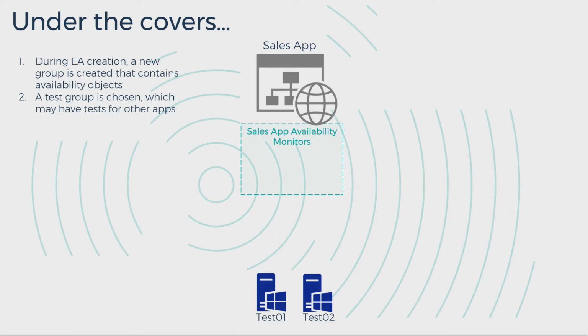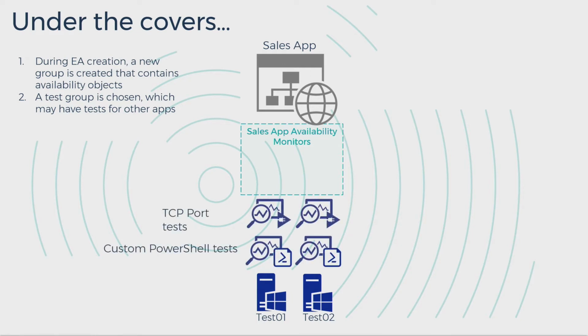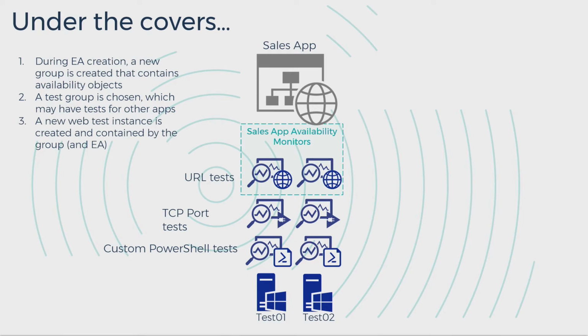You then pick a test group. And when you do that, you pick some servers. They may have tests running for other applications as well. So in the example here, these two test servers have got some PowerShell tests and some TCP tests running already from other applications. And then our management pack creates, or rather the EAM feature uses some stuff in the library management pack to create web test instances, and it puts them inside that group. So if I were to go to the SCOM console now, I would find a group called Sales App Availability Monitors, and inside that group, I would find 2 instances of a URL test, one for each of my test servers. If my group contained 11 servers, I get 11 instances.